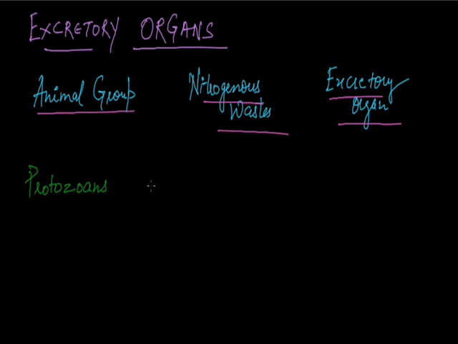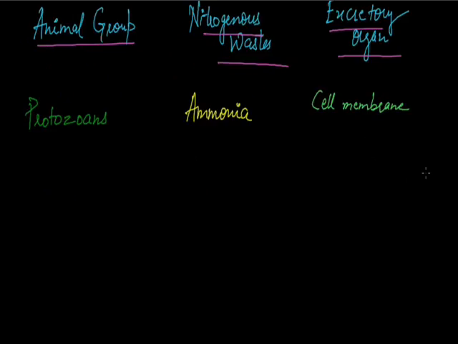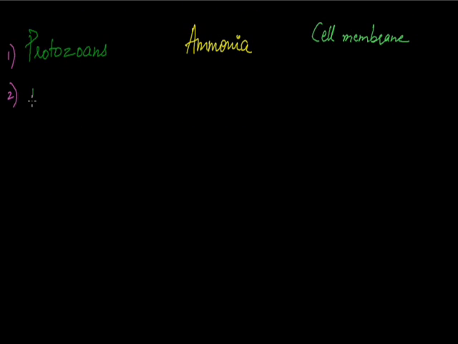Starting from the very simplest, first is protozoan. Protozoans are the simplest unicellular eukaryotes. They excrete ammonia as they are present in water. And the excretory organ is cell membrane. Next is porifera. Porifera, they excrete ammonia as the nitrogenous waste from the same cell membrane or plasma membrane.